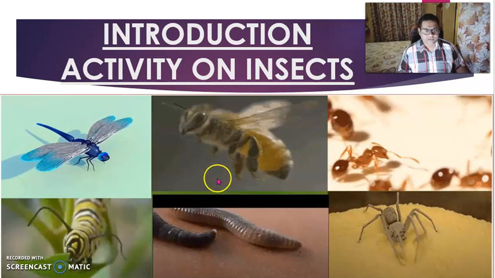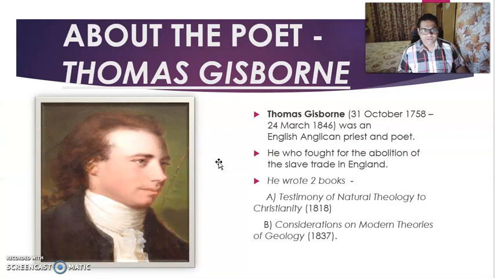Okay, so now let's go to the next part. We will learn about the poet now. The poet's name is Thomas Gisborne. Thomas Gisborne was born on 31st October 1758 and died on 24th March 1846. He was an English Anglican priest and poet. He fought for the abolition of the slave trade in England. He wrote 2 books. One is Testimony of Natural Theology to Christianity. In 1818 he wrote this. Secondly, he wrote the Considerations on Modern Theories of Geology in 1837. And this is a picture of Thomas Gisborne.